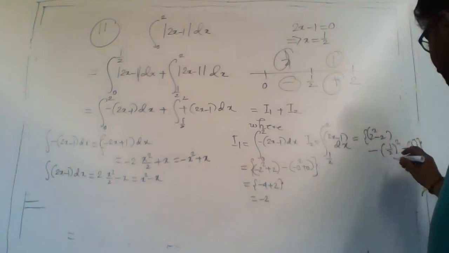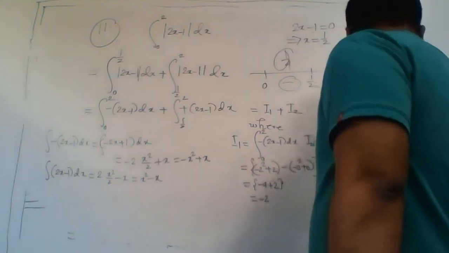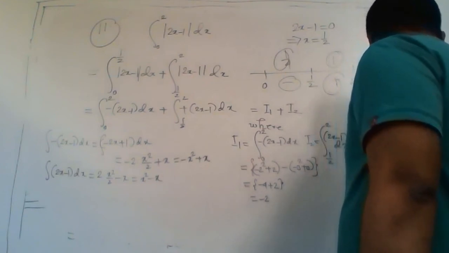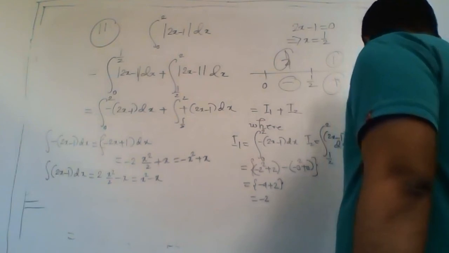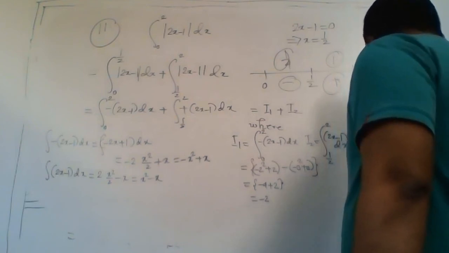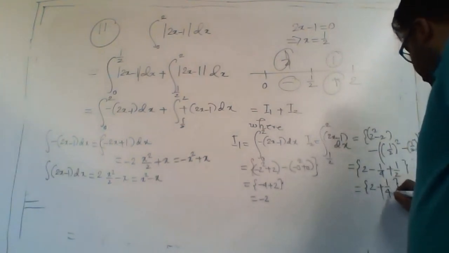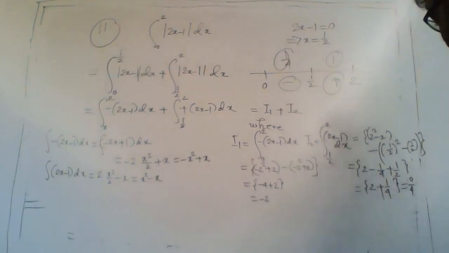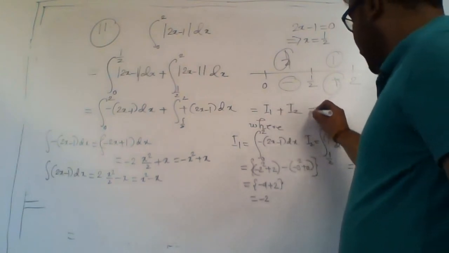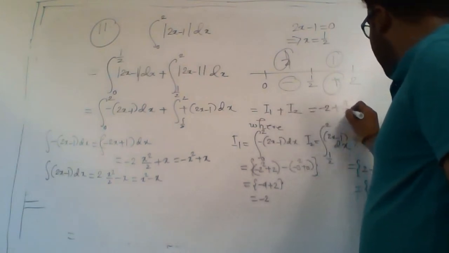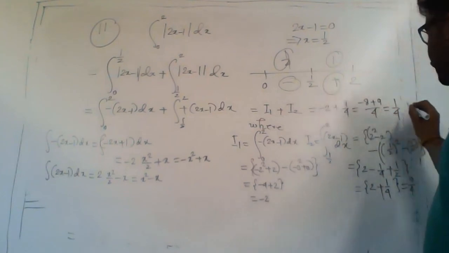Don't forget to put a bracket, otherwise we will mess things up. So this is 2 minus 1/4 plus half. This is equal to 2 minus 1/4 plus 1/4. So you get 9/4 as your answer. So I1 is minus 2, I2 is 9/4. So if you add them, minus 2 plus 9/4, you get minus 8 plus 9/4, you get 1/4 as your answer.